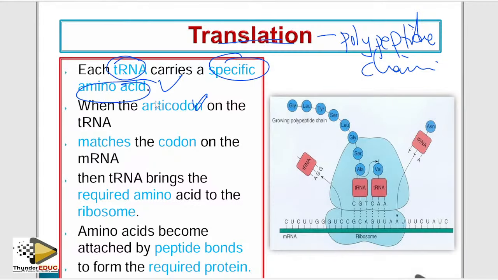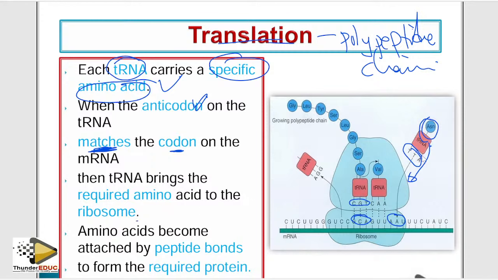When the anticodon on the transfer RNA matches what is on the messenger RNA, the codon, that's what it means. Then for example, this one has matched with this. Now what happens? Now this transfer RNA will bring this amino acid. Remember, it is carrying an amino acid. That's why it's called transfer RNA. It will bring the required amino acid to the ribosome.